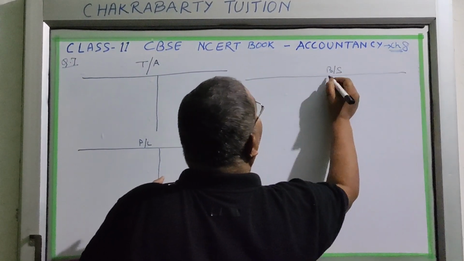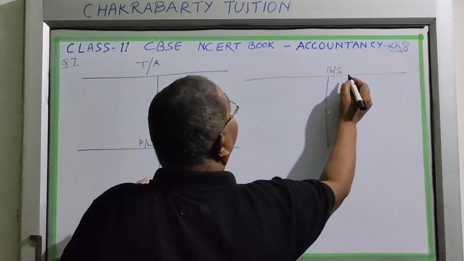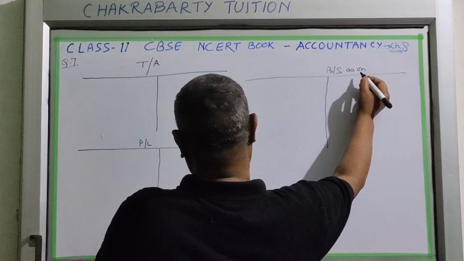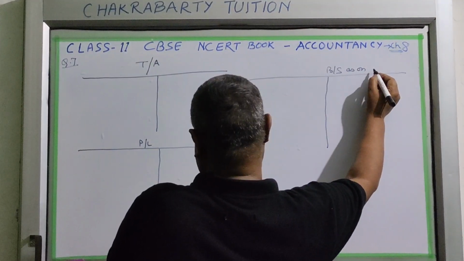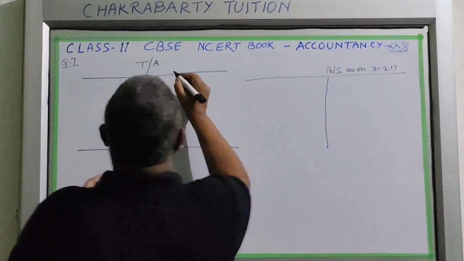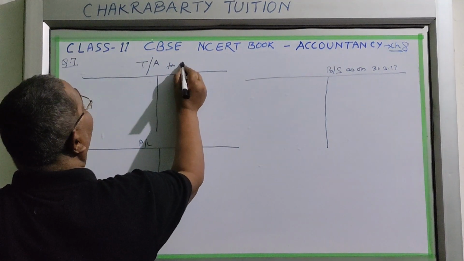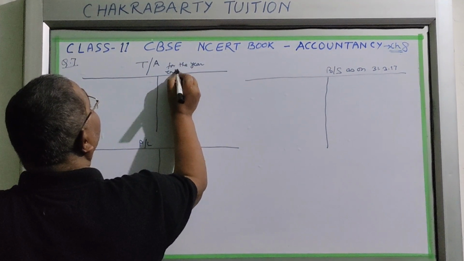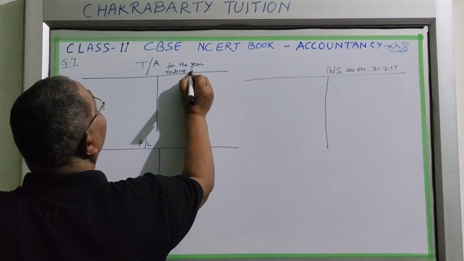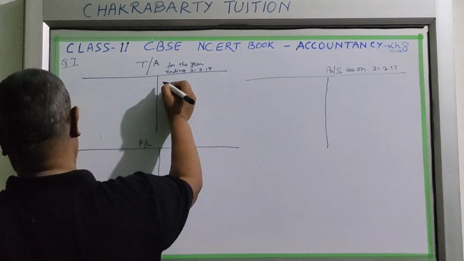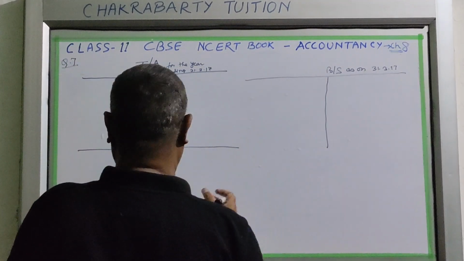A balance sheet is not an account, it is prepared as on a date. As on which date? As on 31st March, 31/3/17. And the trading and P&L accounts are for the year ending, which means the full year, for the year ending 31/3/17. Here we will make all the entries.